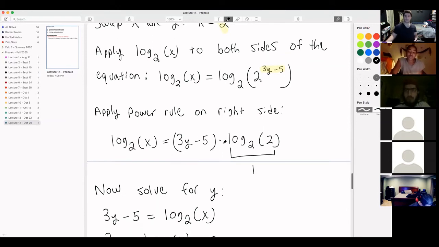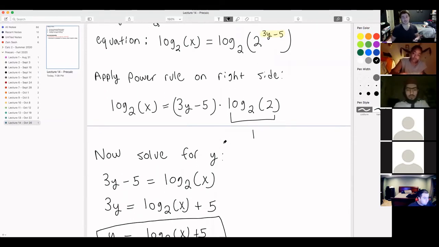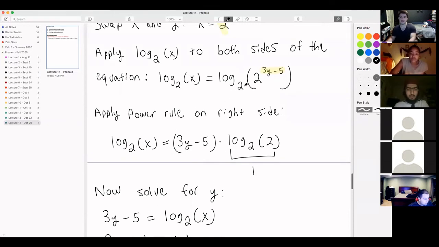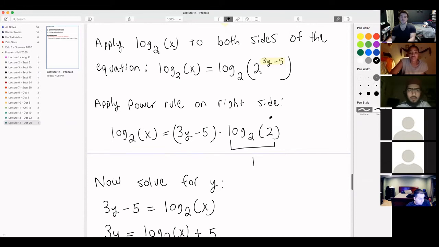But you don't have to use log base 2, because this power rule could have been done no matter what base I applied to both sides. But you like to use log base 2 because this factor will just reduce down to 1. That's really it. Good, all right, very good.